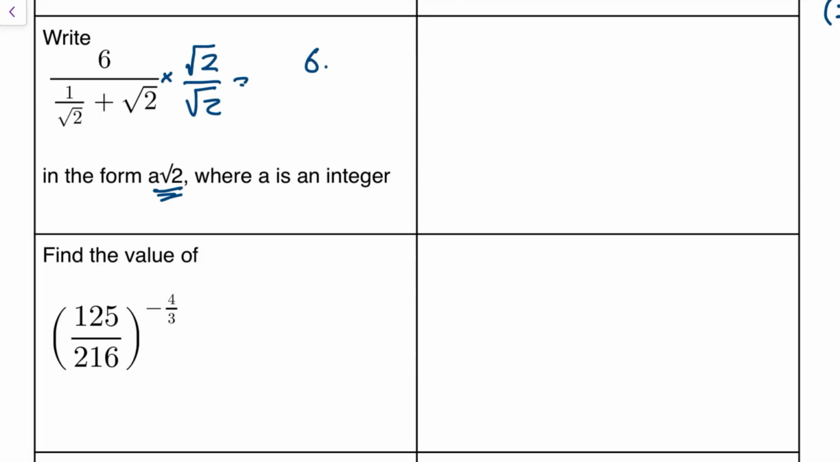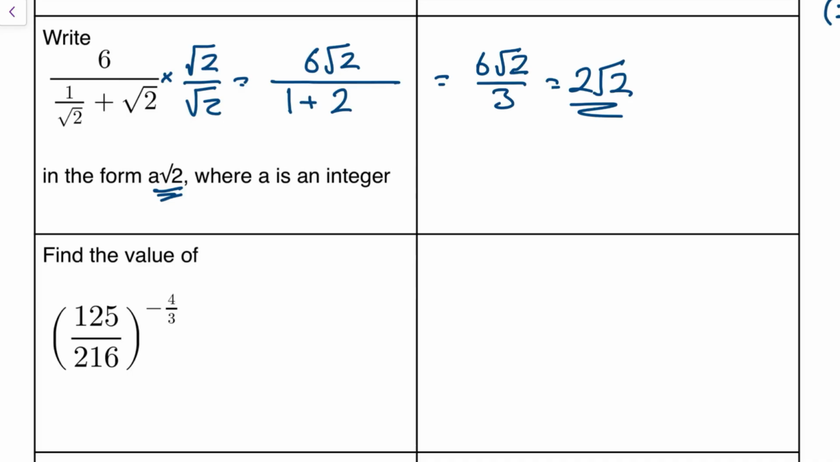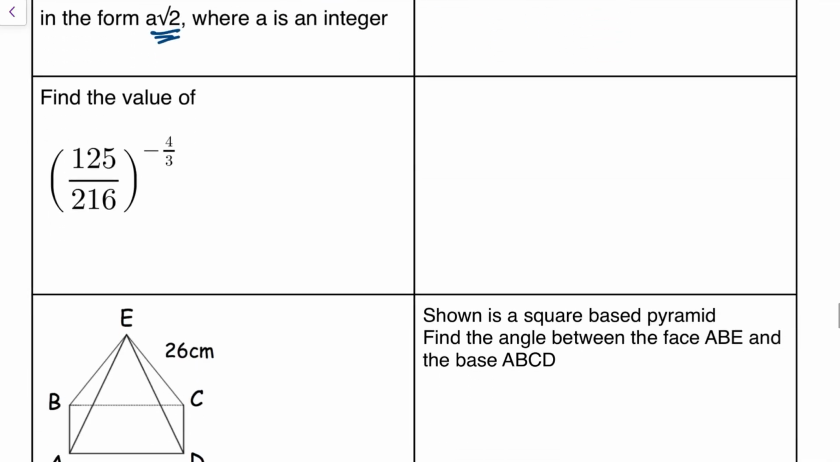So first step is just 6 root 2. Nice and straightforward. Second step, root 2 divided by root 2 is 1, and root 2 times root 2 is 2. And you can see I've got rid of the whole problem on the bottom. And so that just gives me 6 root 2 over 3. 6 divided by 3 is 2. So my answer is 2 root 2. Nice question, that one. Good question.